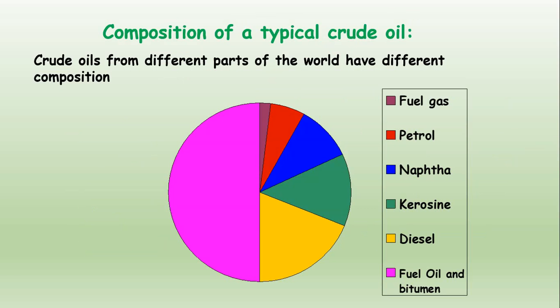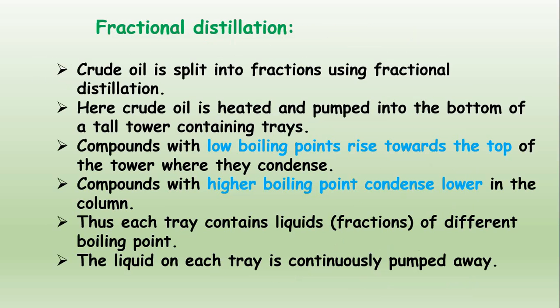Now, what is the composition of the crude oil? It contains fuel gas, petrol, naphtha, kerosene oil, diesel, fuel oil, and bitumen also. The one in the higher quantity is fuel oil. Look at this one. Now the fractions.